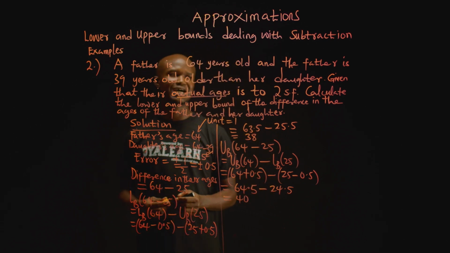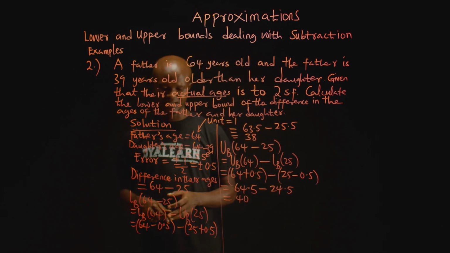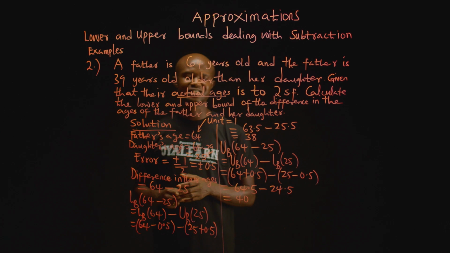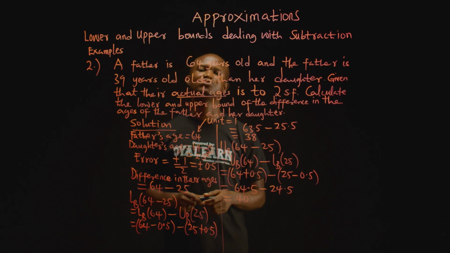We can now conclude that the lower bound of their age difference is 38, while the upper bound of their age difference is 40. That is the solution to the problem.